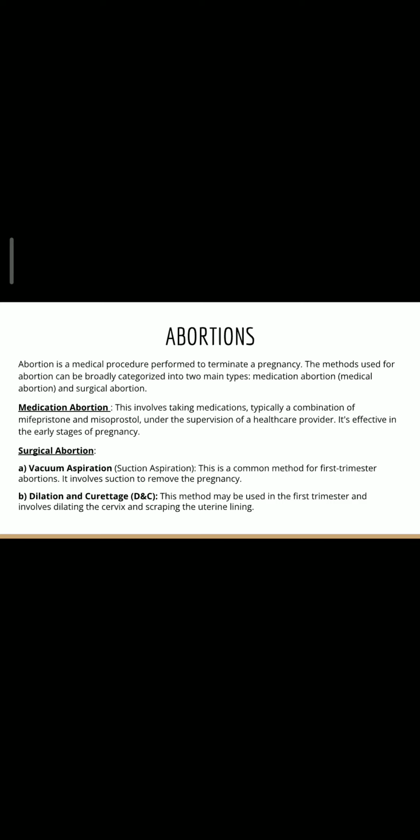Dilation and curettage is the method used in the first trimester period and also involves dilating the cervical region, or cervix, and scraping the uterine lining. The lining of the uterus is scraped out after dilating the cervical region. This is the method of dilation and curettage.